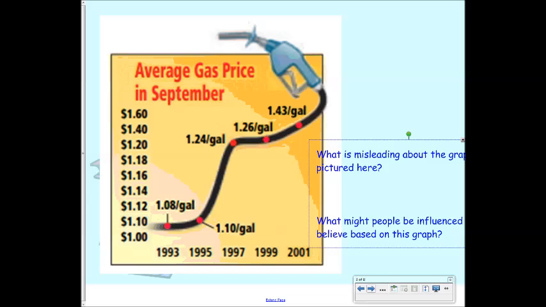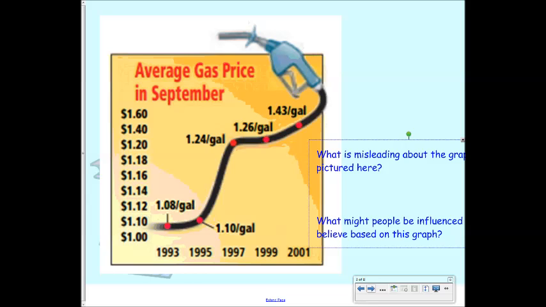How much did it go up between 99 and 2001? Almost 20 cents, right? So which one's actually a bigger increase? 1999 to 2001. But what did this graph do that makes it look like it's a way bigger difference here? Because this is a big difference. That's 14 cents, but this is 17 cents.